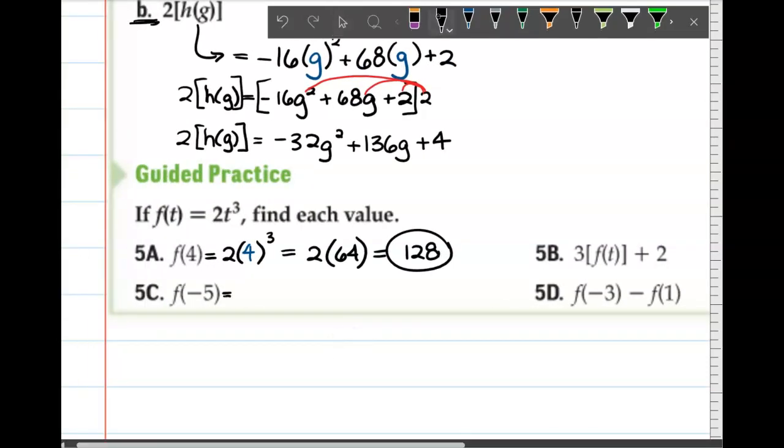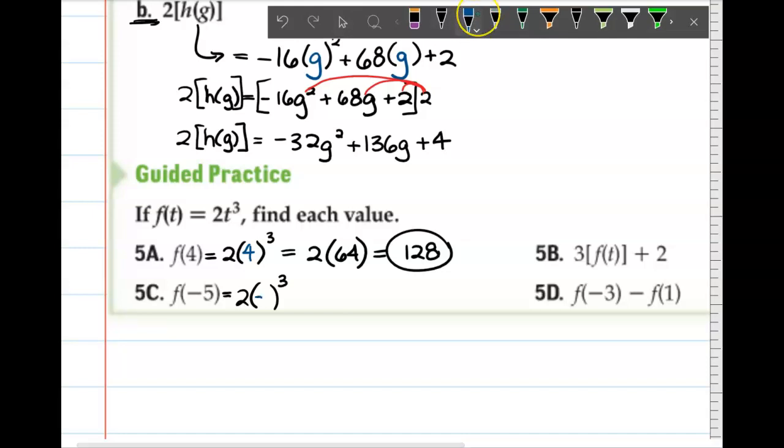F of negative 5, rewrite the function, take out t, put in a negative 5. Parentheses are essential when you're evaluating functions like this. If you don't type parentheses and you have even powers, things can get messed up. So this tells me negative 5 to the third power is negative 125 times 2 gives me negative 250.